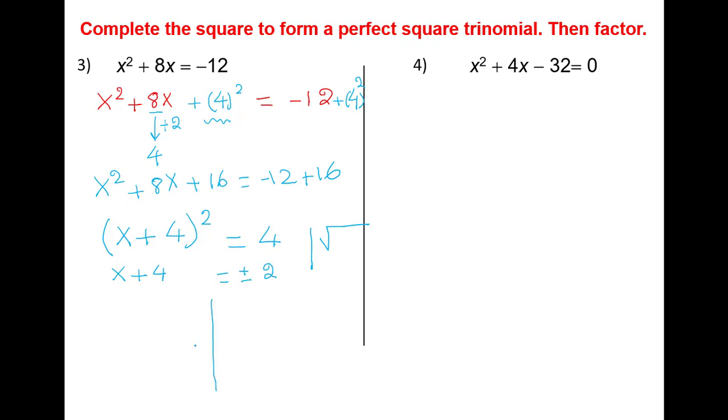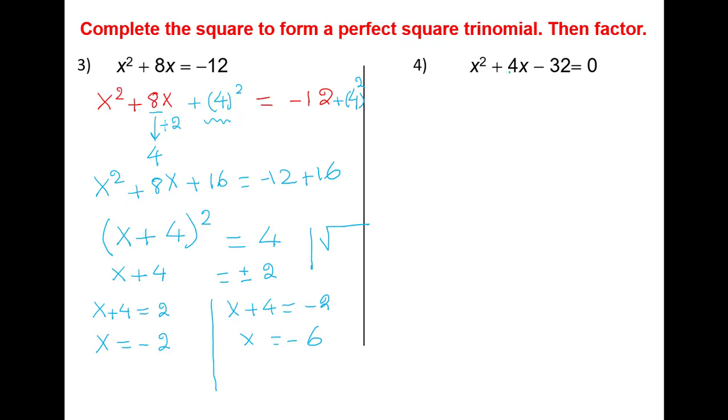Then I have two solutions. x plus 4 equals 2, and x plus 4 equals negative 2. The first one is negative 4 plus 2, which is negative 2. And for the other x, I'm going to move the 4 to the other side as a negative. Negative 4 minus 2 is negative 6. So these are the two solutions of the equation.